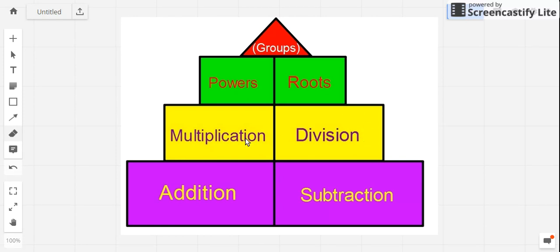Because honestly, this is the foundation of algebra math, but this is the foundation of math. These are the operators, right?